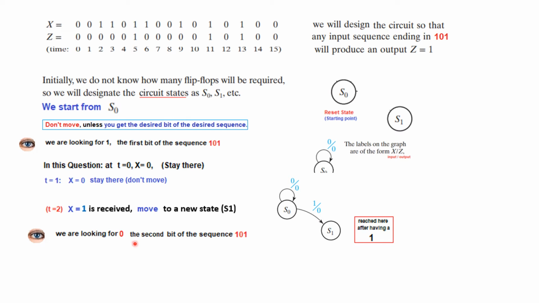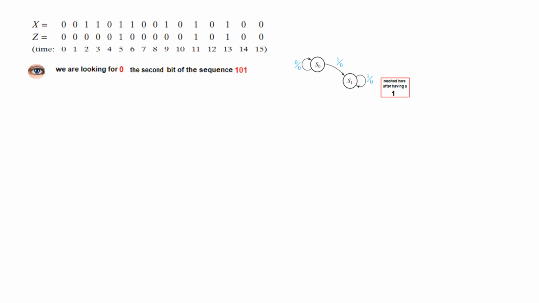Okay, now we'll look for 0 because 1 has been received. Now we are looking for the middle bit, the second one, 0. So at t equal to 3, we are expecting a 0, but we have got a 1. Therefore we stay there, don't move. So we loop back, and we write 1 as the input and 0 as the output. At t equal to 3, 1 input, 0 output. And we are still looking for a 0.